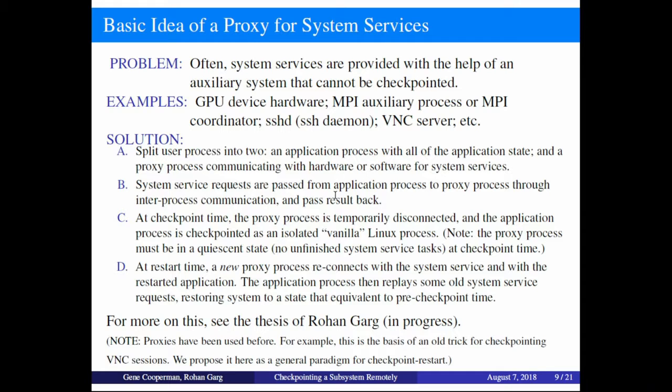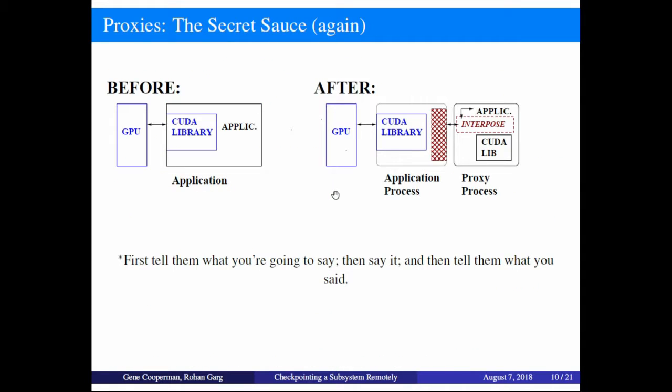And this new proxy, well, we'll just give it a few simple commands to put it in the same state that it used to be. So if there was CUDA memory that was malloc'ed, we'll malloc that same CUDA memory. But usually that's a very short list of commands just to bring the proxy up to date. Okay, good. And as I note at the bottom, the idea of proxies has been used for a long time, for example, in checkpointing VNC sessions. But here we want to propose it as a general paradigm.